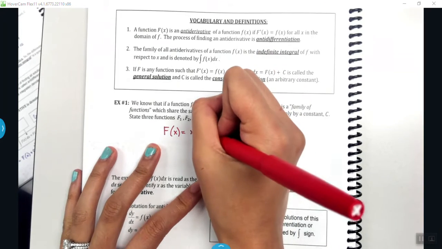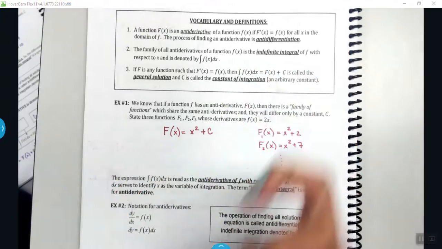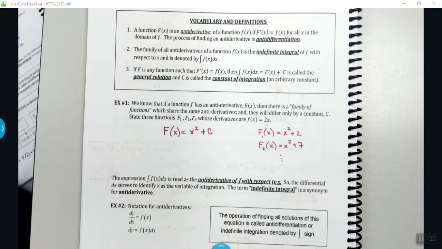That's why we have to add a plus c to say that there could have been a constant there when we integrate it, but we don't know for sure if that constant is there or not. So you always have to add a plus c anytime you do an indefinite integral.